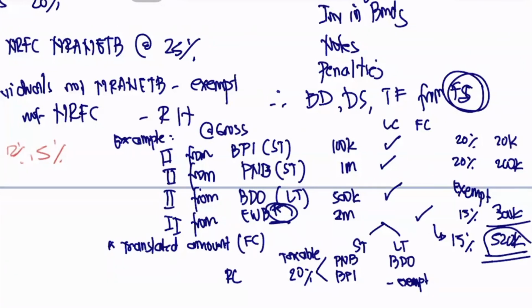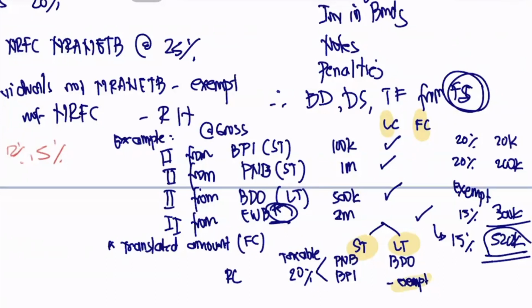First, determine whether it is local currency or foreign currency so that you can properly tax it. Katulad ng ginawa natin, dinetermine muna natin kung LC or FC. So once na-determine mo na local currency siya, determine if short-term or long-term. Pag short-term, taxable siya normally at 20%, with the exception of NRFC, NRA and ATB. Pag long-term siya, it is exempt.